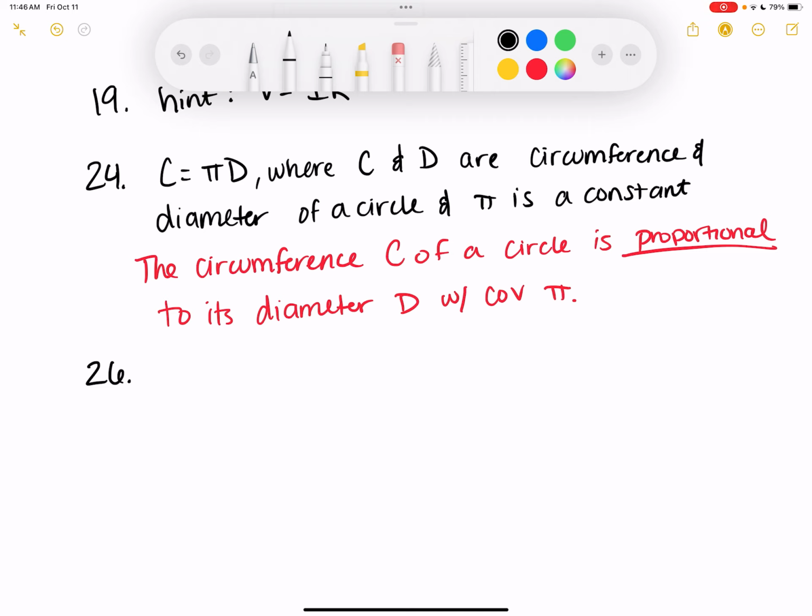26 says d equals p squared over 2g, where, I'm not going to tell you what all this is, I'm just going to read it. Where d is the distance traveled by a free-falling object dropped from rest, p is the speed of the object, and g is the constant acceleration due to gravity. Just a fun fact for you in case you end up taking physics, g is equal to 9.81 meters per second squared.